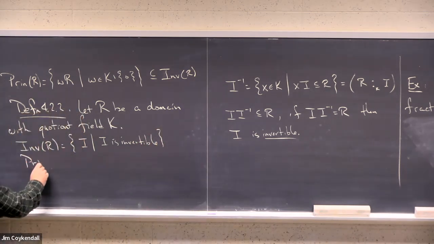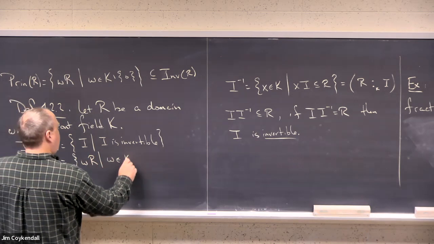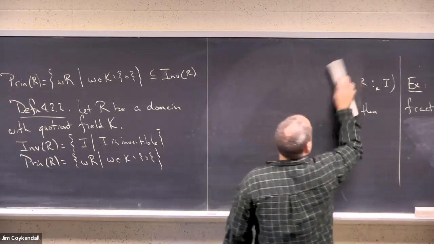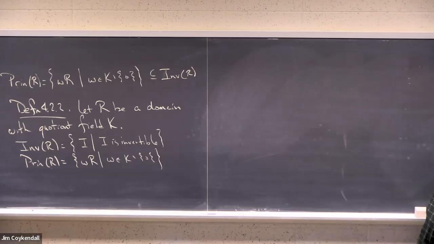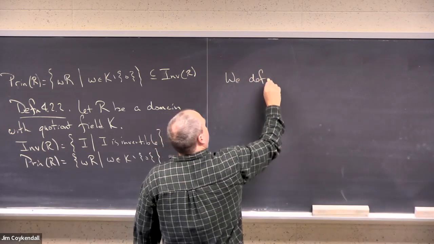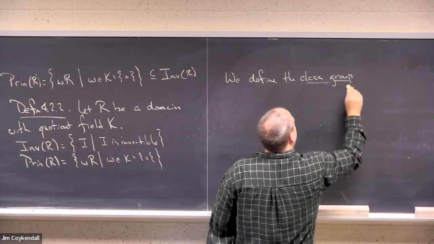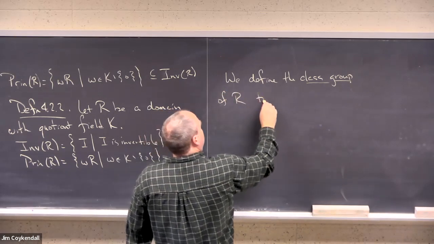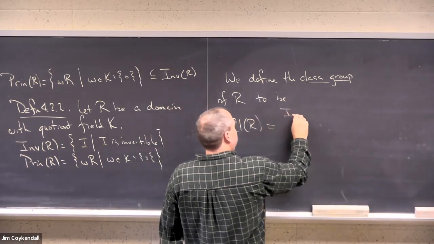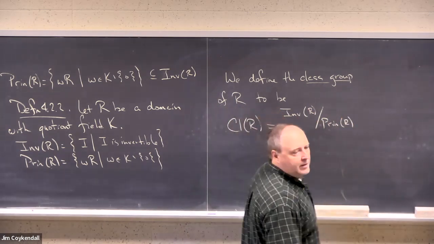Print R is a set of omega R, omega k minus 0. So we have these two groups, and really what we want to do, and this is kind of a nifty thing, we define the class group to be this quotient, right?